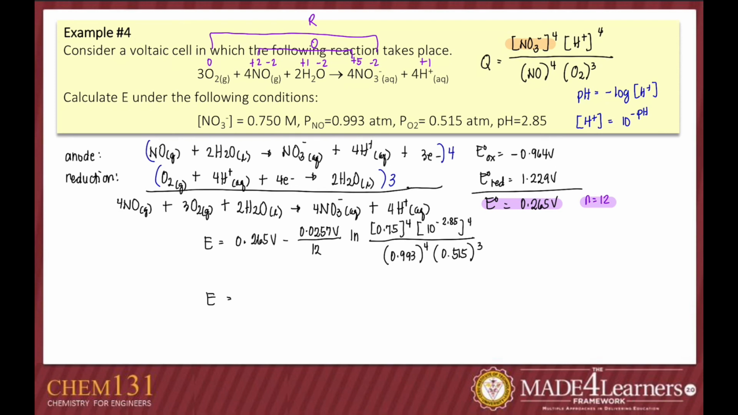So let's try to see if we'll be able to get the same answer. Use your calculators to solve. And the correct answer, the cell voltage is, if you round it off to the 4th decimal place, you will get 0.3194 volts. This is the cell voltage given the different concentrations.